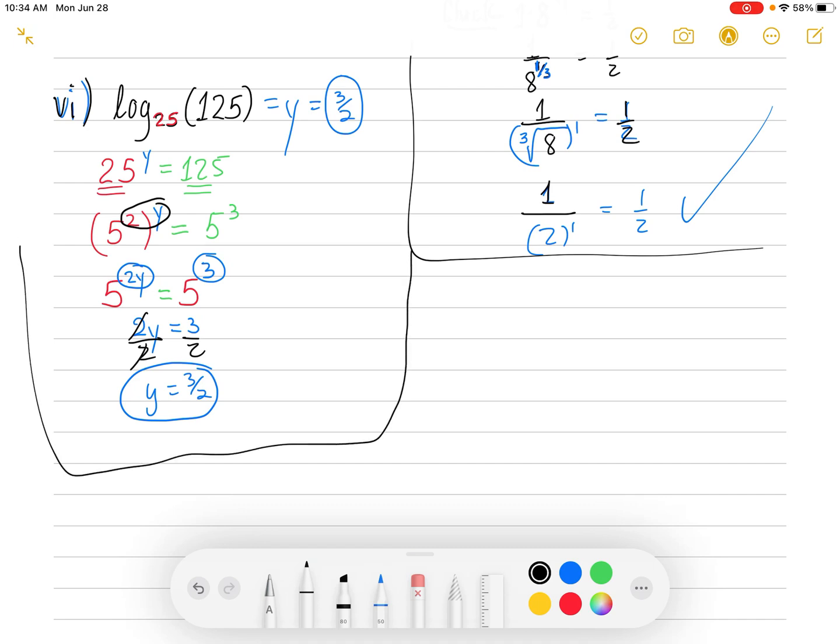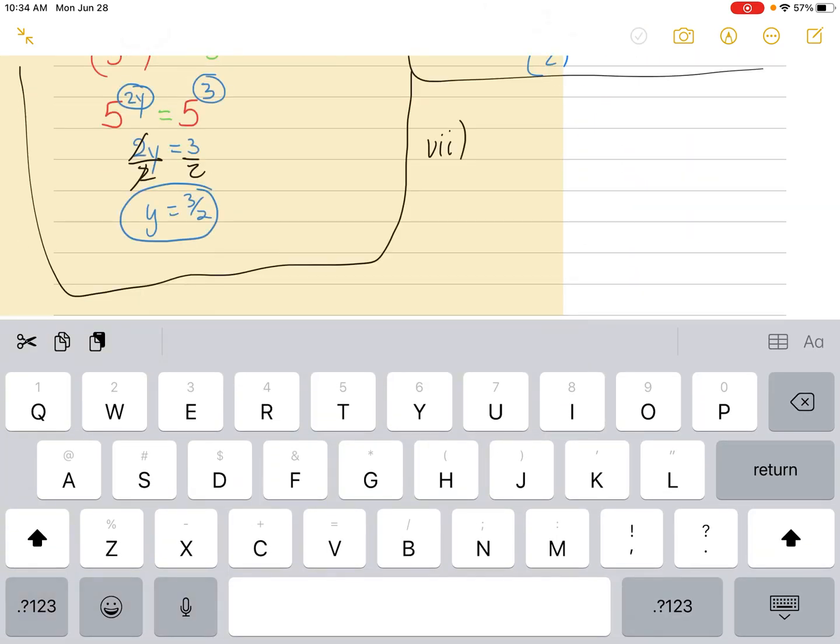So you want to show your work on this. You don't want to just plug this in a calculator. You can always check your work in a calculator, it depends on your calculator, of course, but I want to see the work. I want to see that you know how to rewrite these as exponentials and then solve these exponential equations.